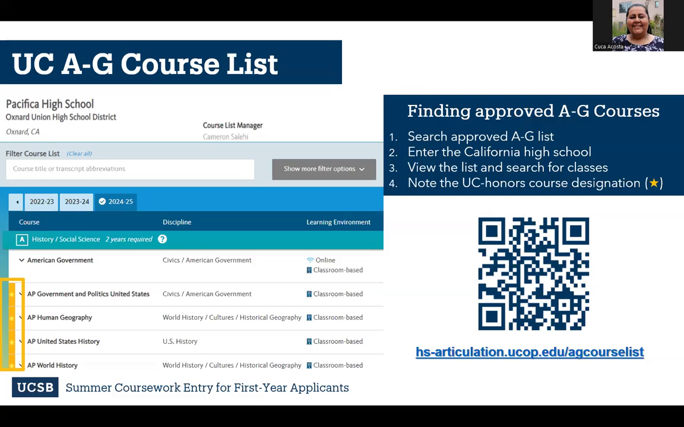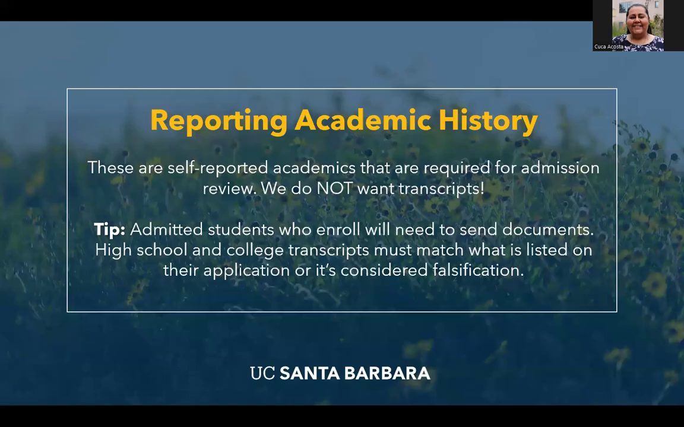Feel free to scan that QR code that you see on the screen if you'd like to be redirected to the UC A through G course list. It was previously also known as UC Doorways. It's one and the same, or you can also go to that website link that's on the screen.